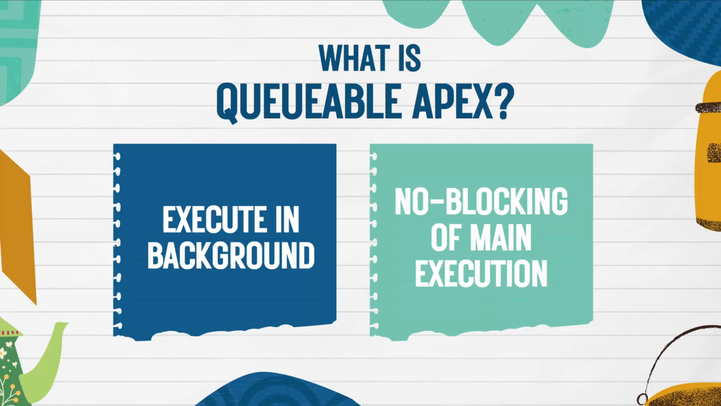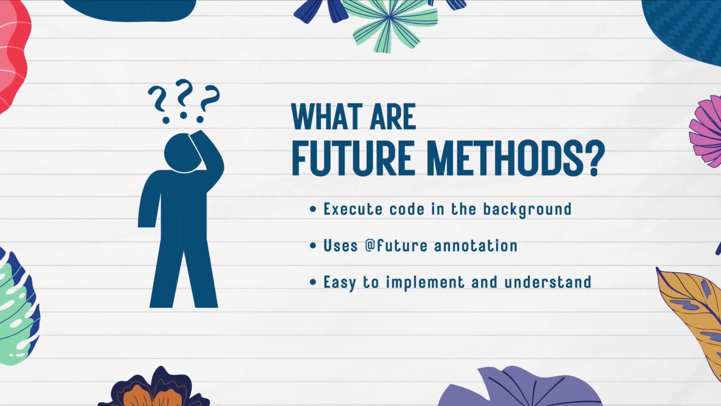Queueable Apex allows us to execute Apex code in the background without blocking the main execution of the Apex code which calls the Queueable Apex. This is similar to the future methods in terms of execution. However, it offers certain advantages over the future methods that make it more efficient and more useful.